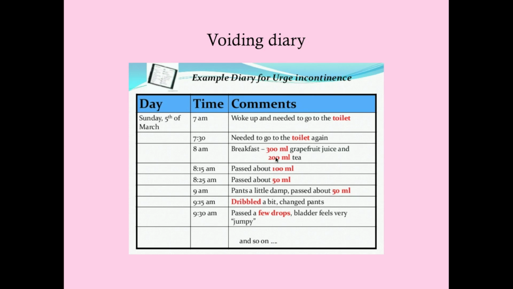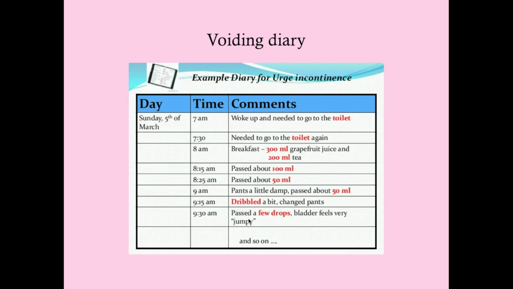8 a.m., this is what she ate and drank. Mostly we're concerned about what she drank. So she had some grapefruit juice and some tea. That's good. 8:15, she had to urinate again, 100 milliliters. 8:25, she had to urinate again, 50 milliliters. 9 a.m., she was a little bit incontinent, passed about 50 milliliters. 9:15, incontinent again. 9:30, passed a few drops.